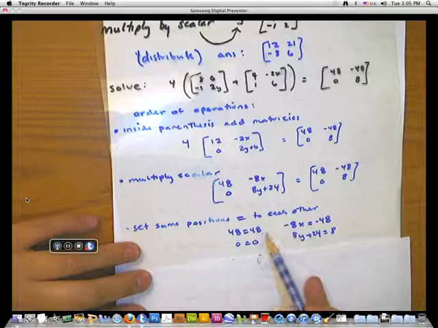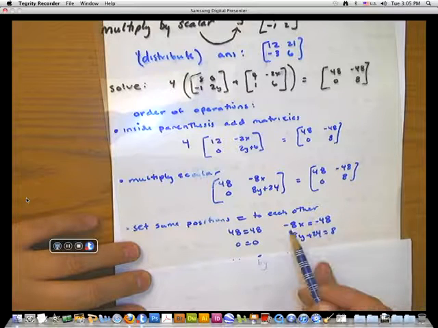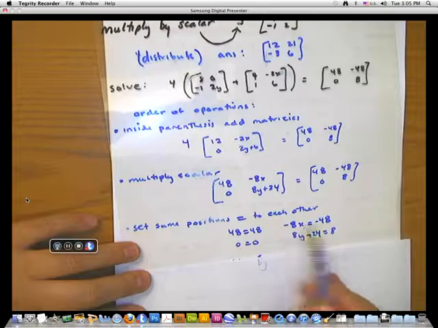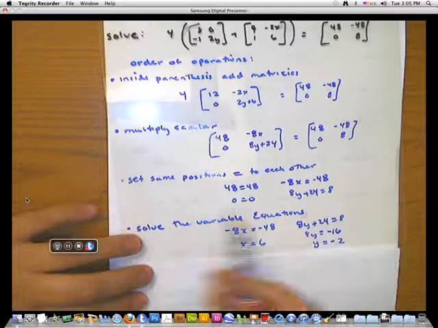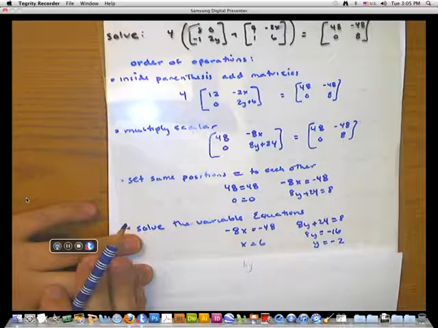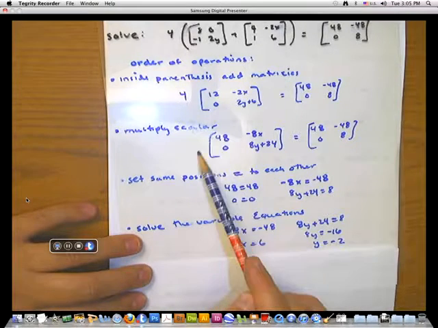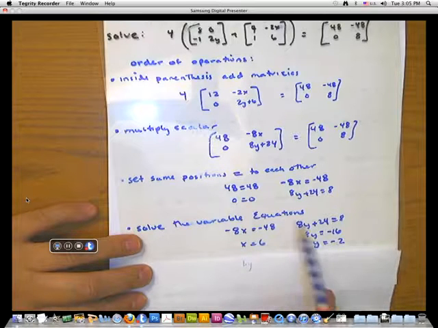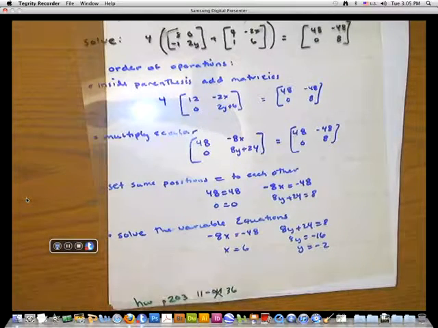Well, the first column here does nothing for me. There's no letters. It is true. 48 is 48 and 0 is 0. But the second one is where I have some solving. I can divide by -8 on both sides and get that my x value is 6. Subtract the 24 and divide by 8, and I get my y value is -2. So following simple order of operations: adding, scalar, set each piece equal to one another, and the ones that allow you to solve for them. So that's going to be 4.1.